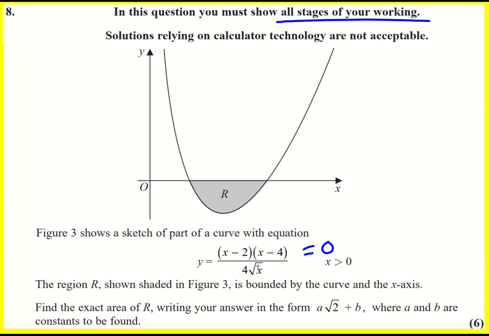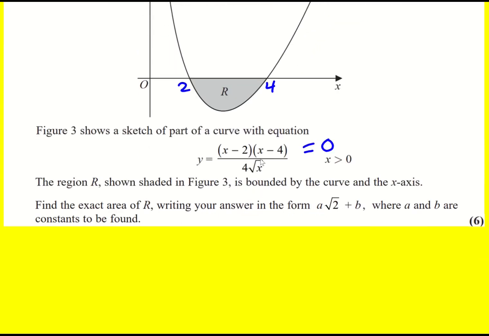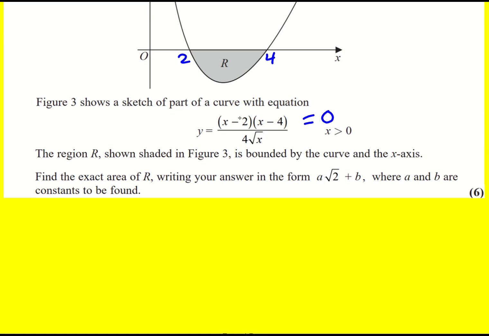And we can times through by 4 root x. It's going to be when the x minus 2 times x minus 4 is 0. So it's going to be 2 and 4. We've got our limits for our integral. Okay, now how to integrate this?